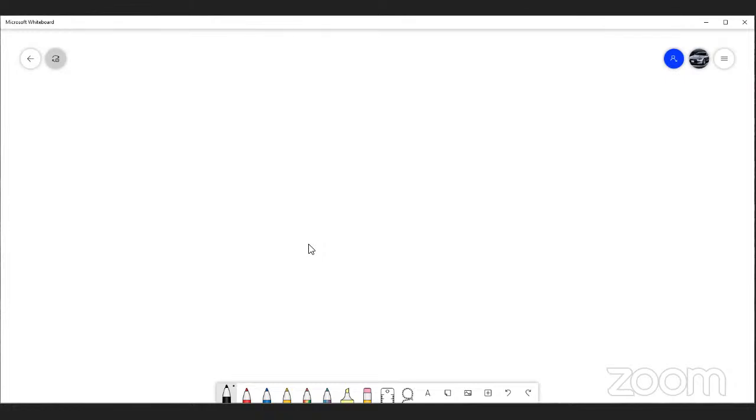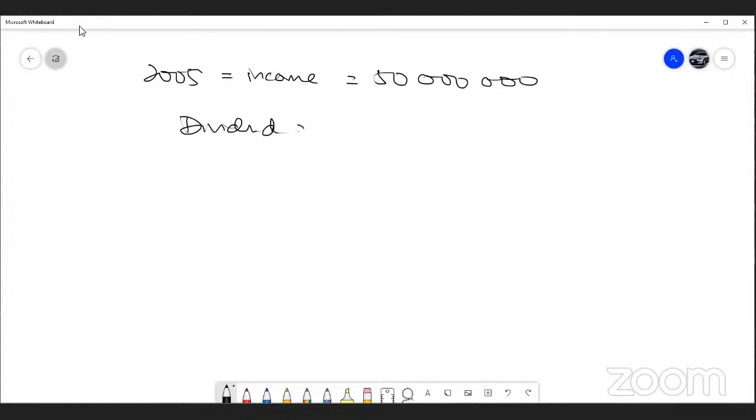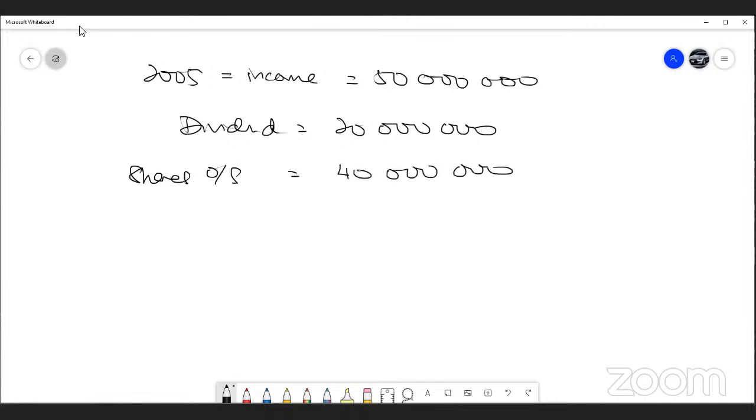Coming to question number 3 here. Well-bred service company earned 50 million in 2005, so 2005 income is $50 million, and paid 20 million in dividends to the holders, so dividend is 20 million. And then shares outstanding, the available shares in the market, is 40 million. If the current market price of well-bred stock is $31.25, so the spot price is $31.25, calculate the following.